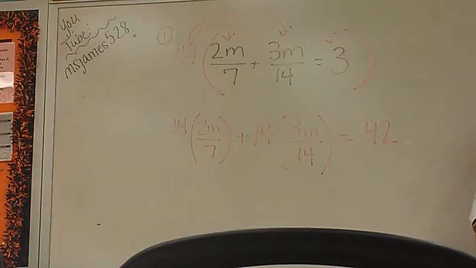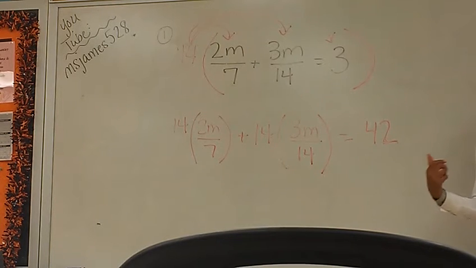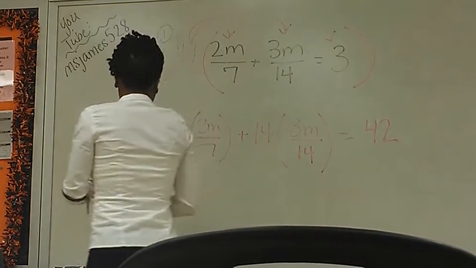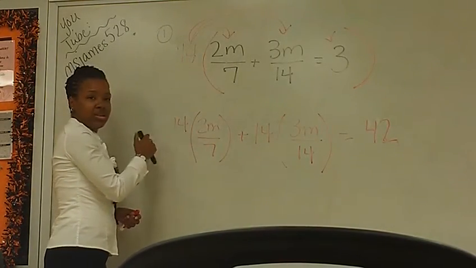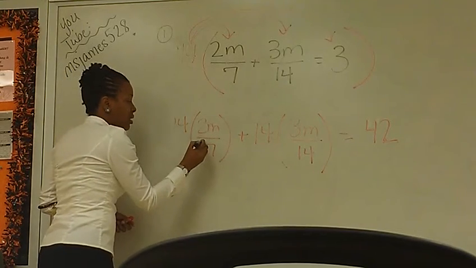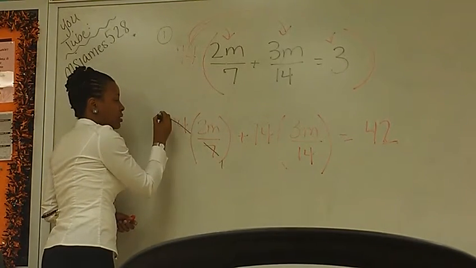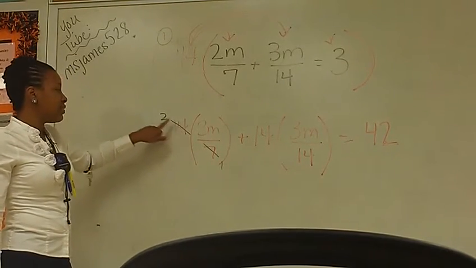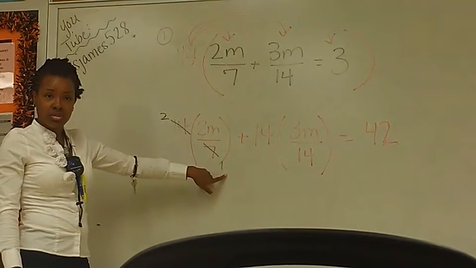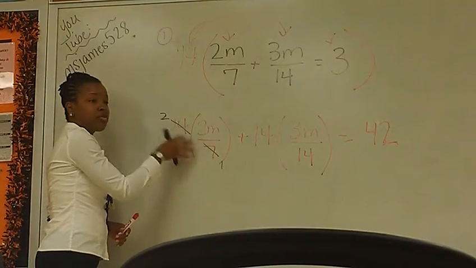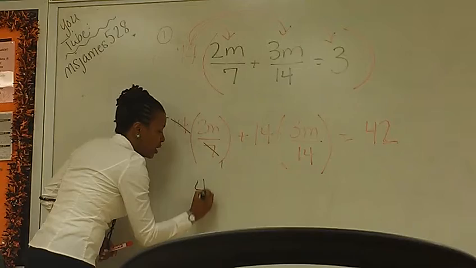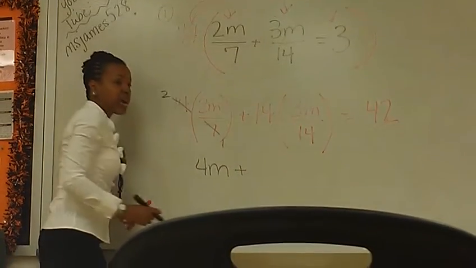You with me? So why did you have to do 14? That's what we're going to find out right now. Let's cancel. Can you cancel anything here? Yes, 7, by 1. And what happens to the 14? You can divide them both by 7. So 14 divided by 7 gives you 2. 7 divided by 7 gives you 1. So there's no more fraction here because you just have a 2 times 2m. What's 2 times 2m? 4m. See, Destiny? No more fraction.